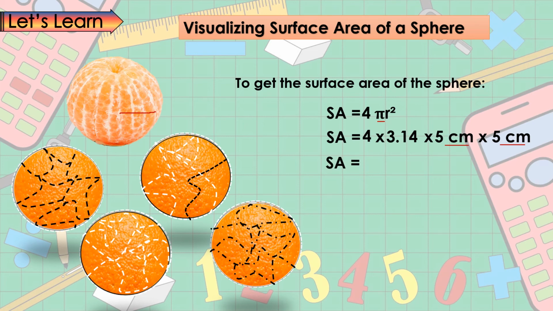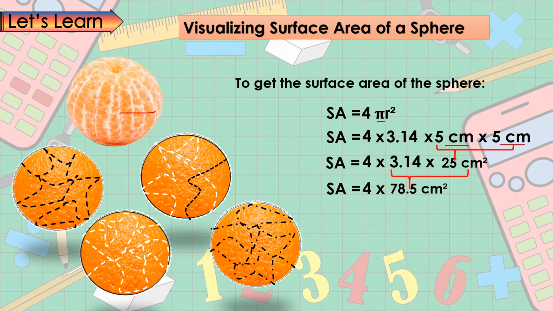So we are going to multiply it like this. We have 4 times 3.14. We are going to start with 5 centimeters, so we have 25 centimeters squared. And then 4 times 3.14 times 25 centimeters squared, so we have 78.5 centimeters squared. Now we are going to multiply it by 4. So we have 4 times 78.5 centimeters squared, which is 314 centimeters squared. So this is the coverage, or the surface area, of the given solid figure here.